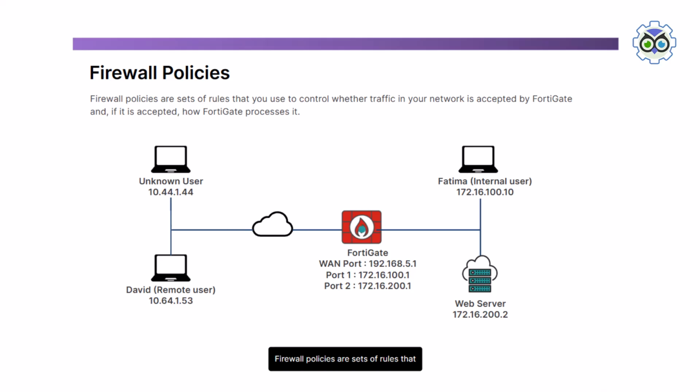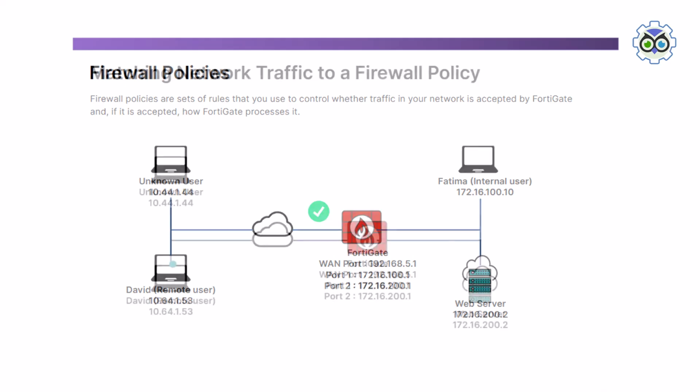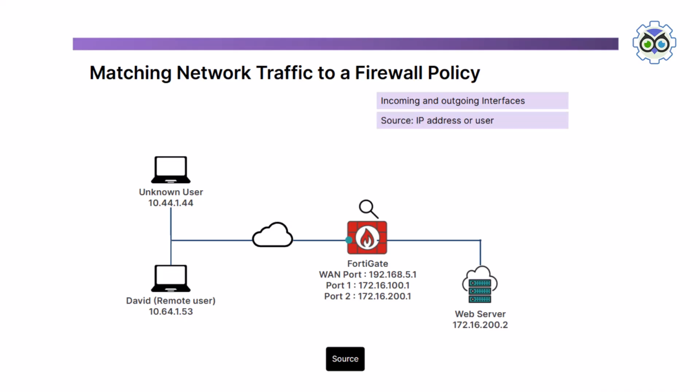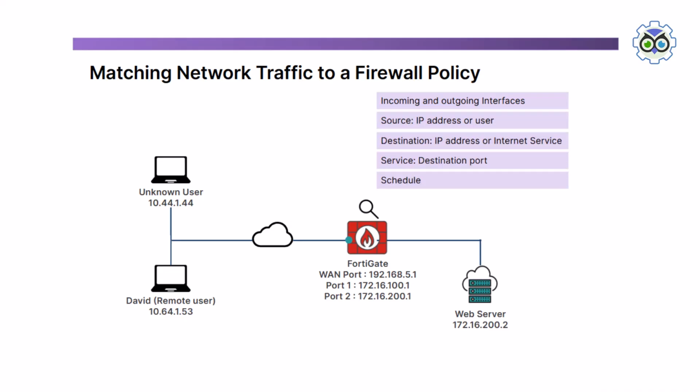Firewall policies are sets of rules that you use to control whether traffic in your network is accepted by FortiGate, and if it is accepted, how FortiGate processes it. Firewall policies define what traffic matches them and what FortiGate does when traffic does match. Each policy has match criteria, which you can define using the following objects: incoming and outgoing interfaces, source, destination, service, schedule.